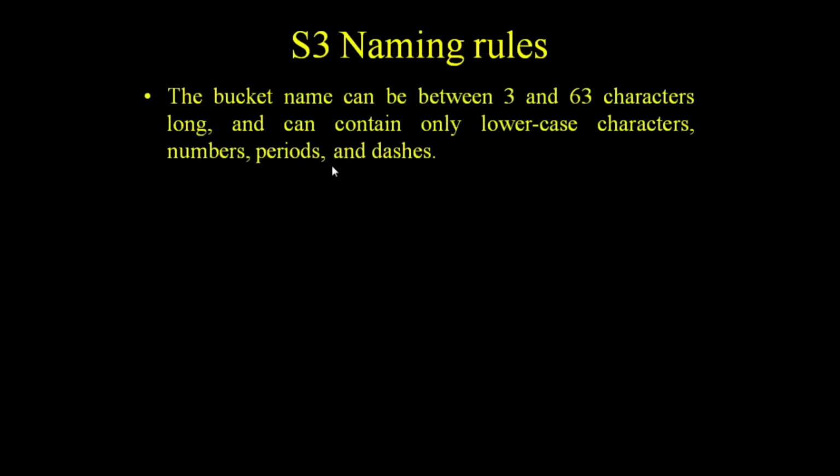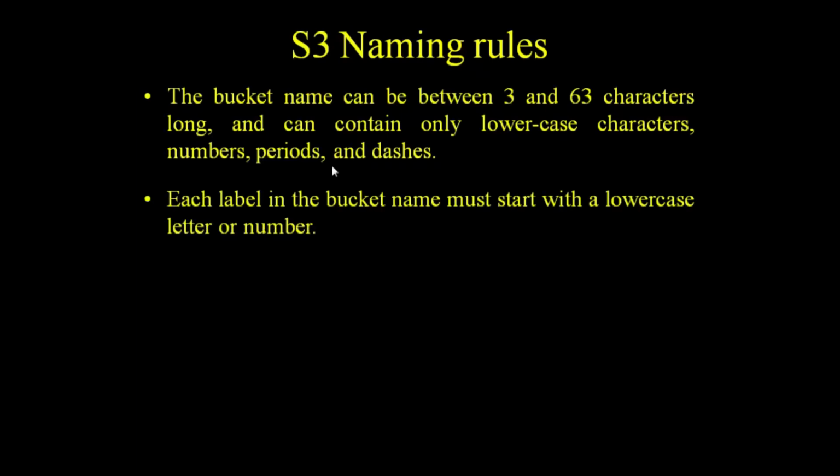The first rule is that the bucket name can be between 3 to 63 characters only, and contain only lowercase characters, numbers, periods, and dashes. Each label in the bucket name must start with a lowercase letter or number. As you know, the bucket name is unique, so you cannot give the same name to multiple buckets, and to give the name of a bucket you have to follow all these rules.